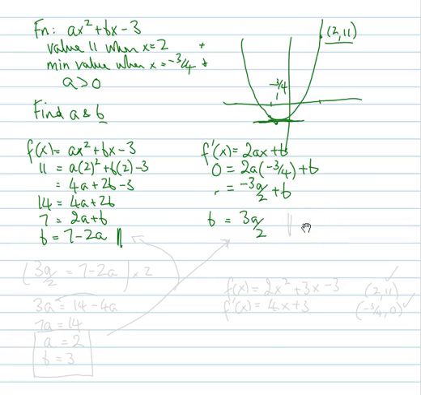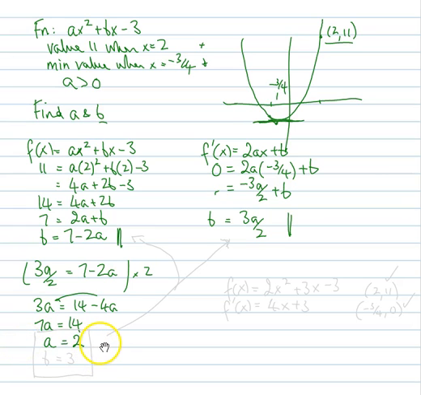So we've got b equals 7 minus 2a, and b equals 3a over 2, so we can make those things equal. 3a over 2 equals 7 minus 2a. What am I going to do? Multiply both sides by 2 just to get rid of the fraction, so 3a equals 14 minus 4a, and bring this 4a to the other side. 7a equals 14, therefore a equals 2.